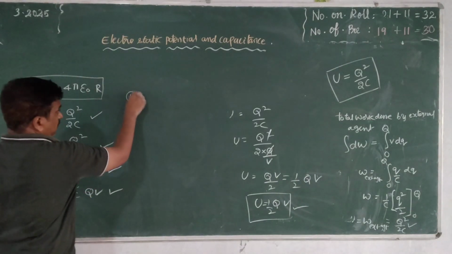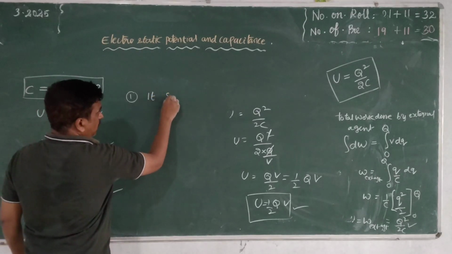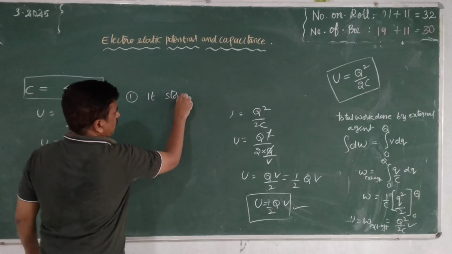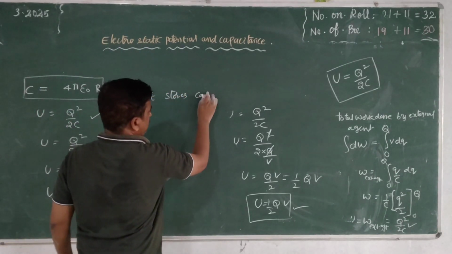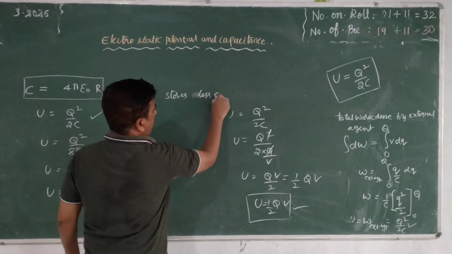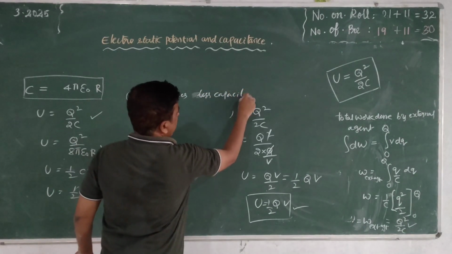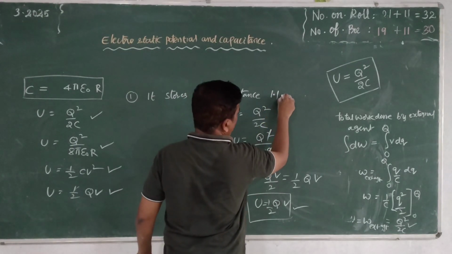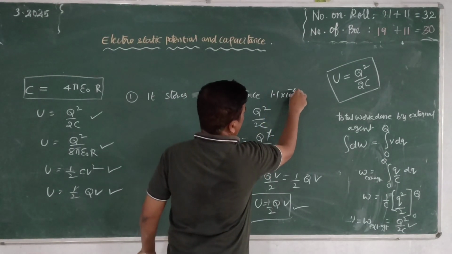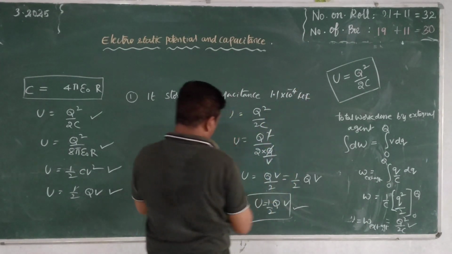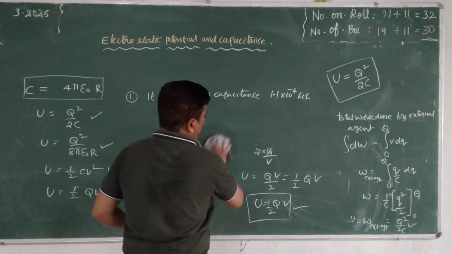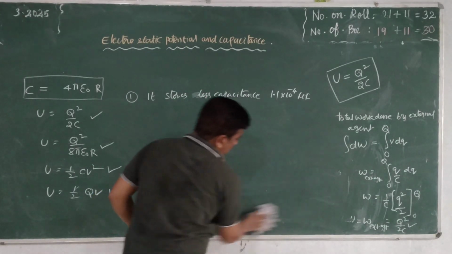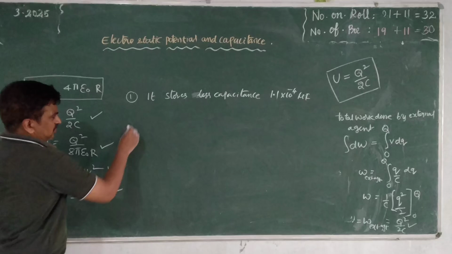First, it stores less capacitance. What is that capacitance? 1.1 into 10 power minus 4 microfarads. It means it stores very little capacitance. So this is the first disadvantage.